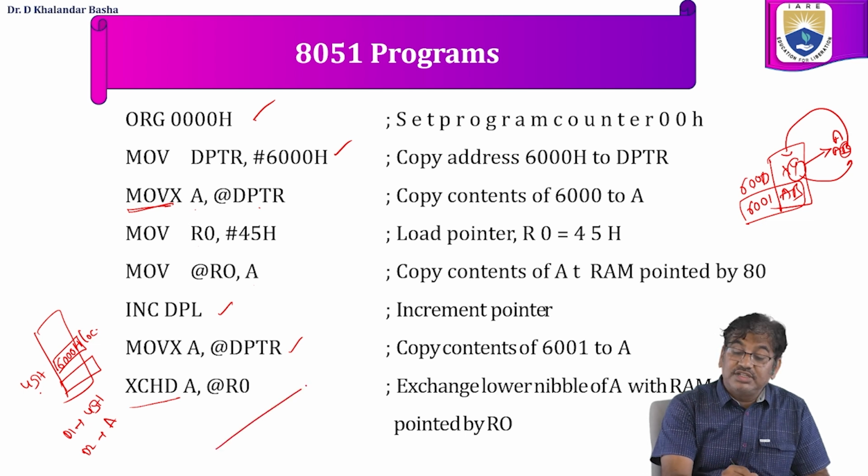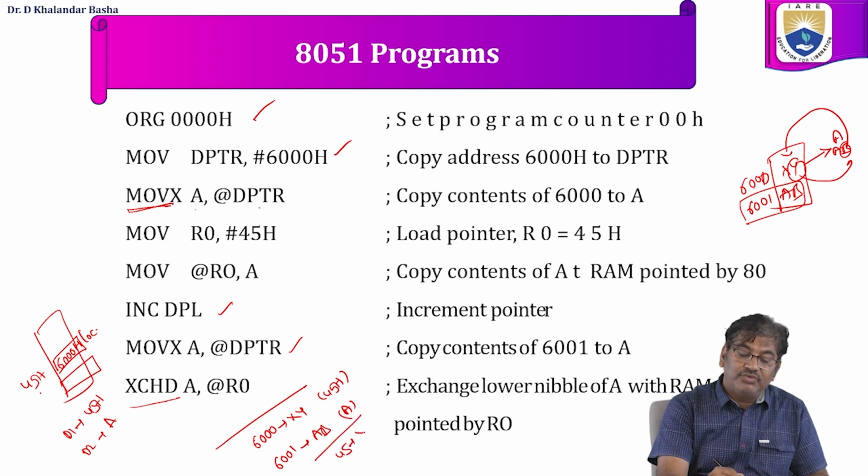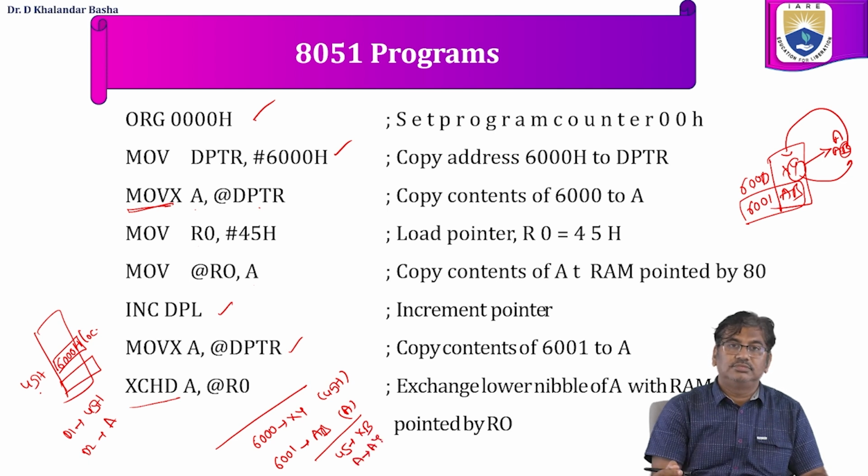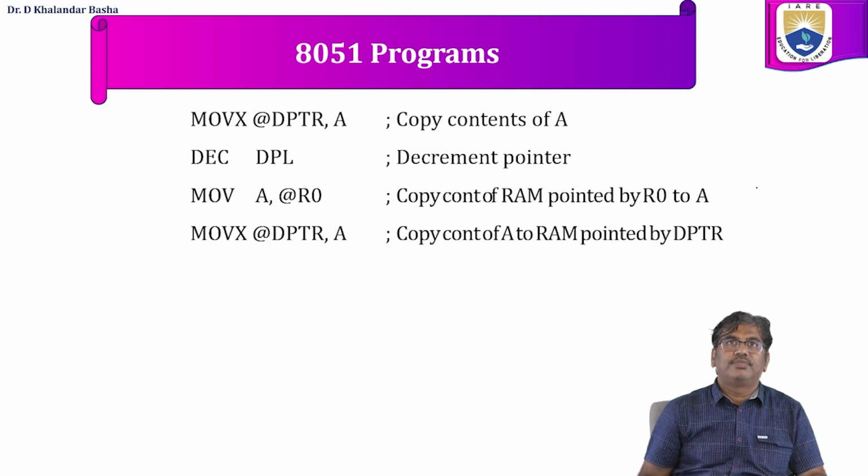So after executing this instruction, the 6000 location contents previously were XY, which is in 45H, and the 6001 location contents were AB, which is in the accumulator. After executing this instruction, the 45H location will become XB and the accumulator contents will become AY. Now our task is to load these two contents again into the respective memory locations.